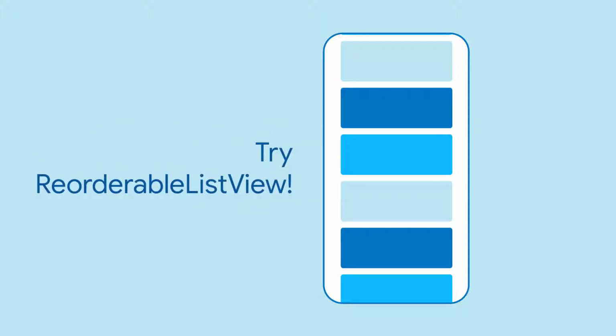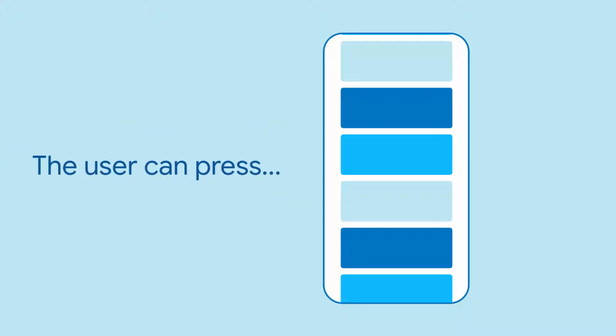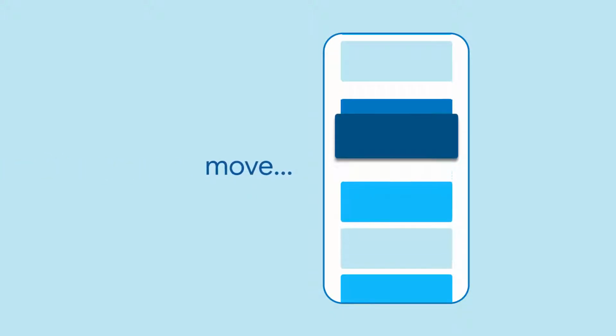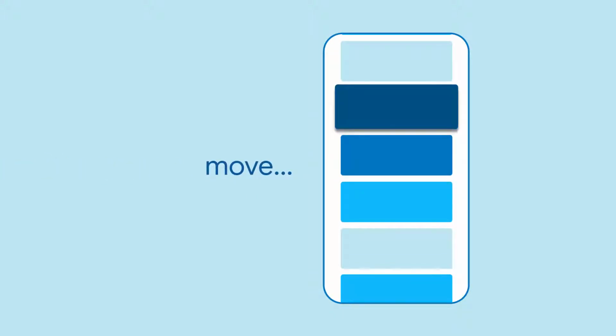Fortunately, there's ReorderableListView. With it, users can long press on an item, move it around in the list view scroll direction, and drop it at a new location.